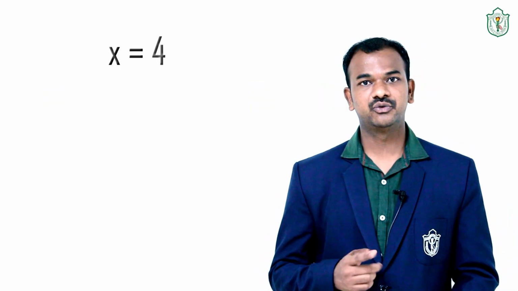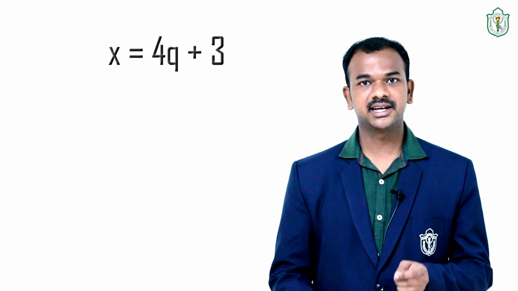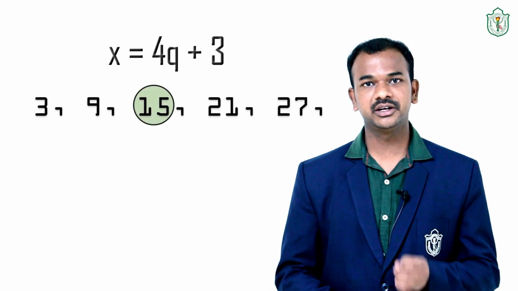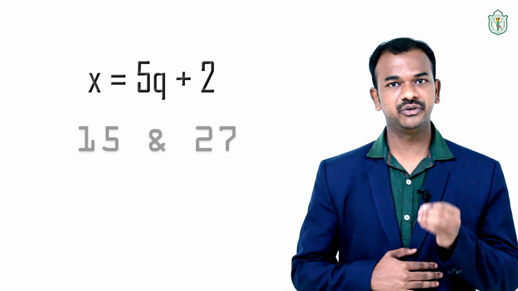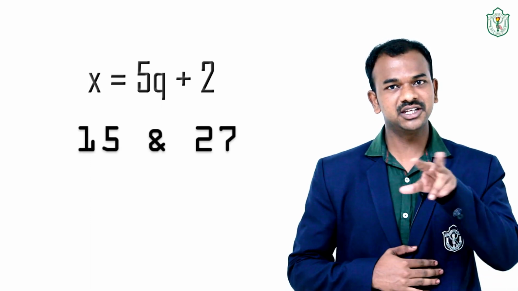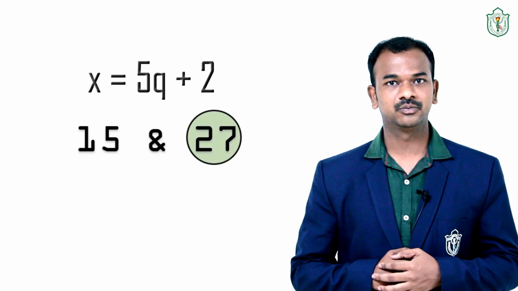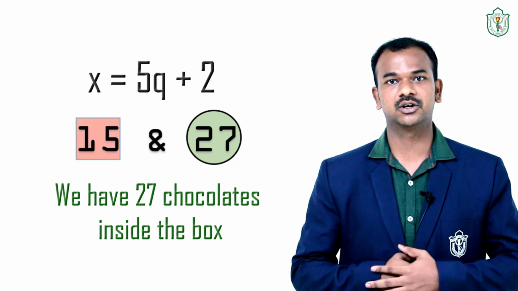If you look at the next equation, x equals 4q plus 3, among the remaining 5 numbers, the numbers which satisfy this equation are 15 and 27 only. If you look at the last equation, x equals 5p plus 2, among the remaining numbers 15 and 27, the one which satisfies this equation is only 27. So the answer is 27. So we have 27 chocolates inside this box.